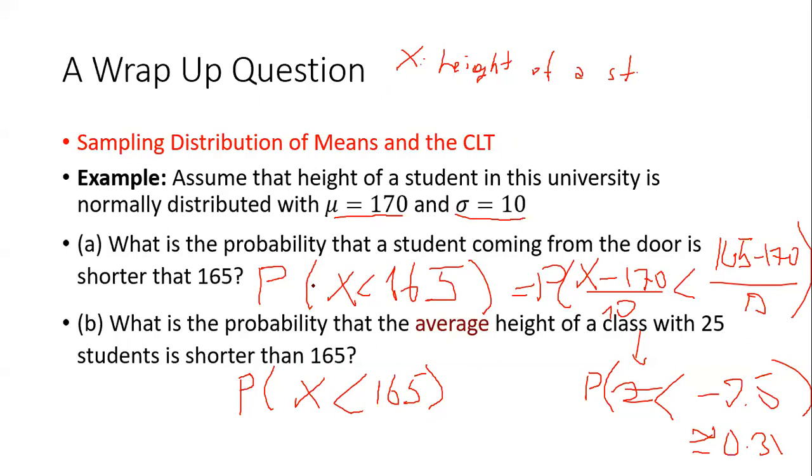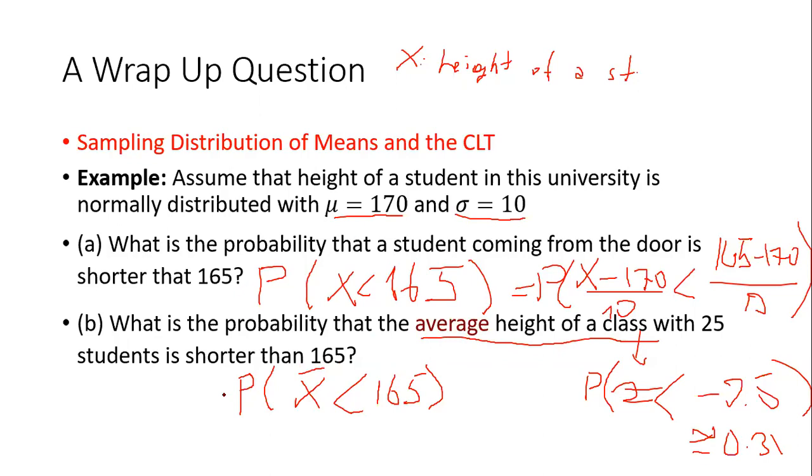Probably not, right? Because A and B is the same, so we will not probably solve the same question. Now read the question again: what is the probability that the average height of a class with 25 students is shorter than 165? So it just asks about the average height of a class. That's the X bar. So the first question asks, if somebody just enters the Zoom session, what is the probability that his or her height is shorter than 165? Okay, so this was the first question.